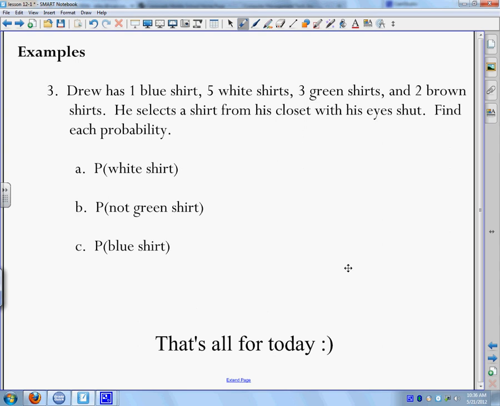Drew has 1 blue shirt, 5 white shirts, 3 green shirts, and 2 brown shirts. He selects a shirt from his closet with his eyes shut. Find each probability. So what you want to do is count up the total number of shirts. So he has 1 blue shirt plus 5 white shirts, so that's 6, plus 3 green, so that's 9, and 2 brown. So he has 11 shirts to choose from. Okay, we need to know that.